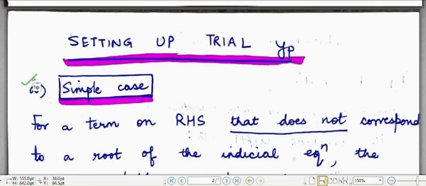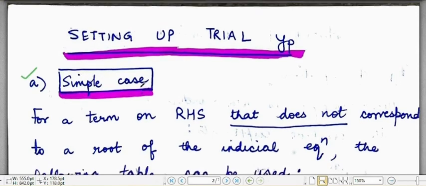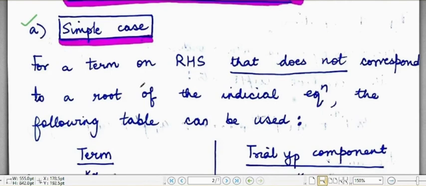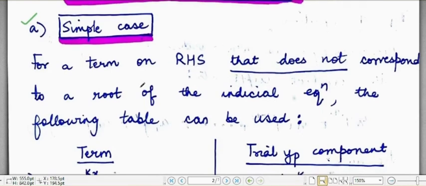So let's just look at the simple situations in this video. We are going to do this method in two or three videos. It's a long process, and in today's video we are just going to focus on this simple case. What we mean by simple case will be clear once we discuss non-simple cases in the next video, but for now you can just look at this table which has been set up for trial yp. And how we set up trial yp, I'm going to explain in a little while as this video progresses.